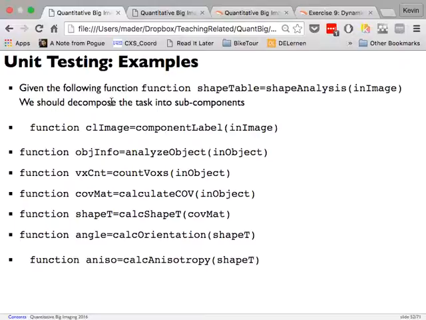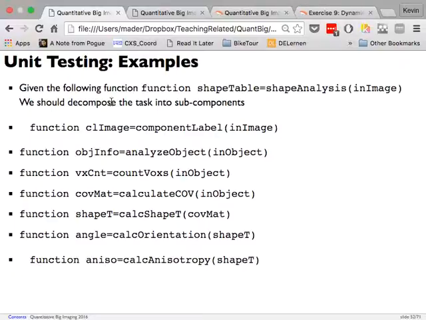What we would decompose this task into is the idea that the first step will be a component labeling. That will take an input image and return a component image. The next one will be analyzing individual objects. The subtasks of analyzing individual objects will be counting the voxels, calculating the center volume, calculating the shape tensor, calculating the orientation, calculating the anisotropy.